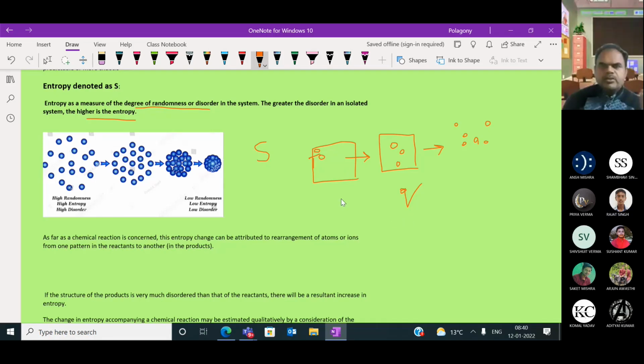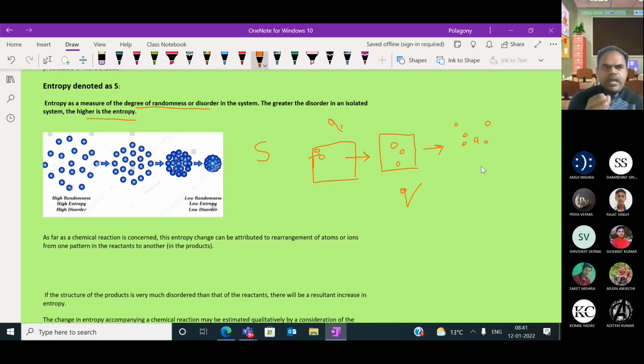For example, the solid upon heating changes into liquid, and liquid upon heating changes into gas. That means what is supplied to the solid? Q is supplied. So what could be the reason for this messiness, this randomness of the system? Heat is the main reason, right? This heat comes from the surroundings. We supply the heat energy, or sometimes the temperature difference between the surroundings and the system is responsible for this entropy.